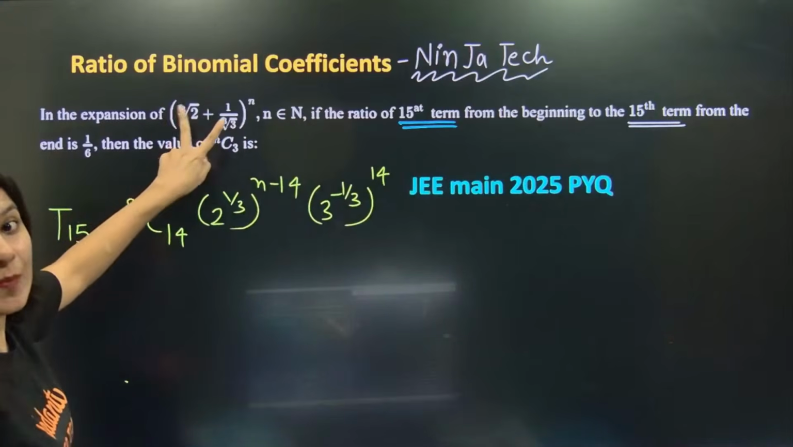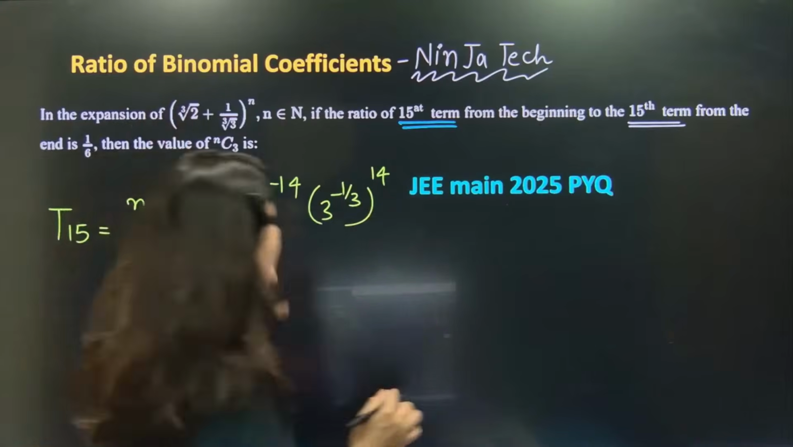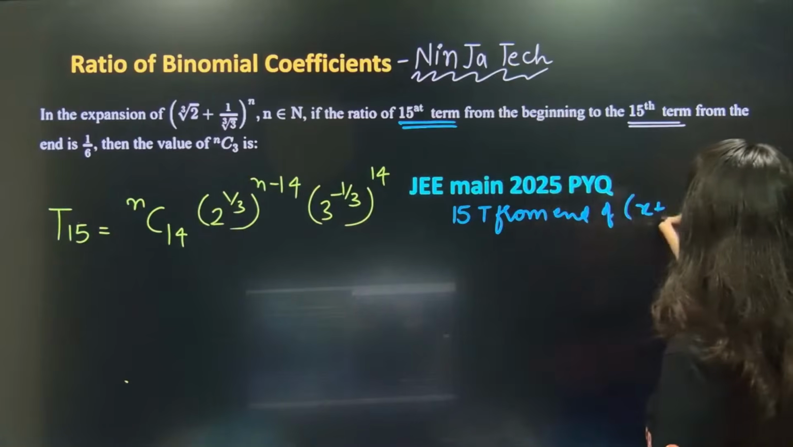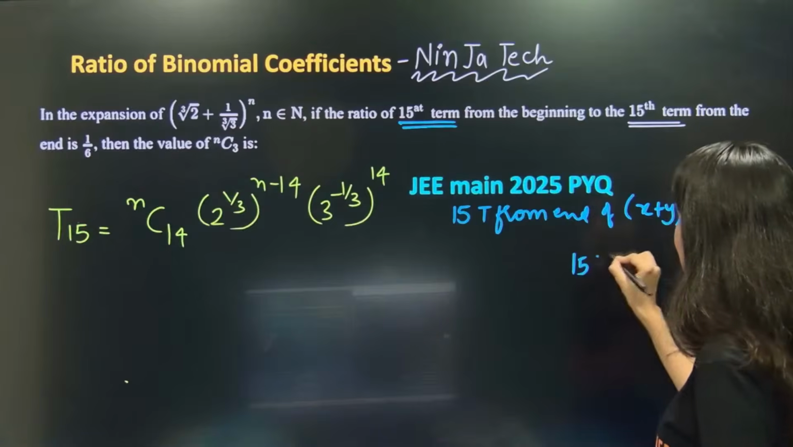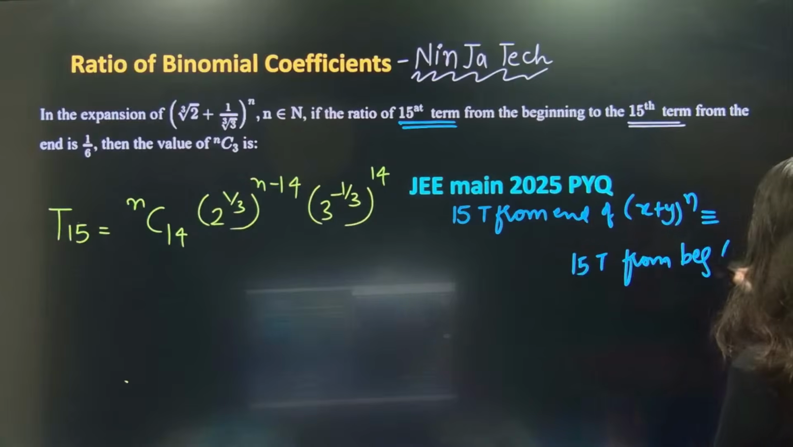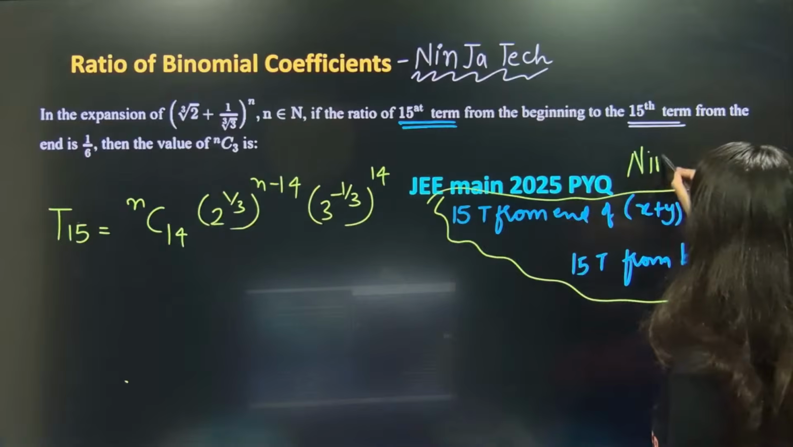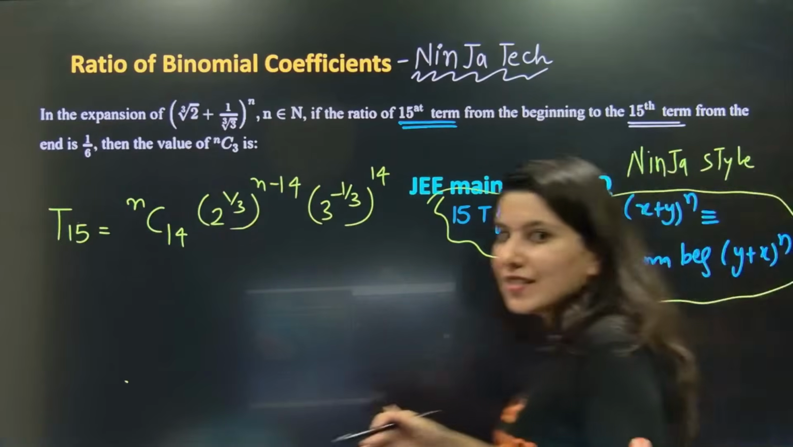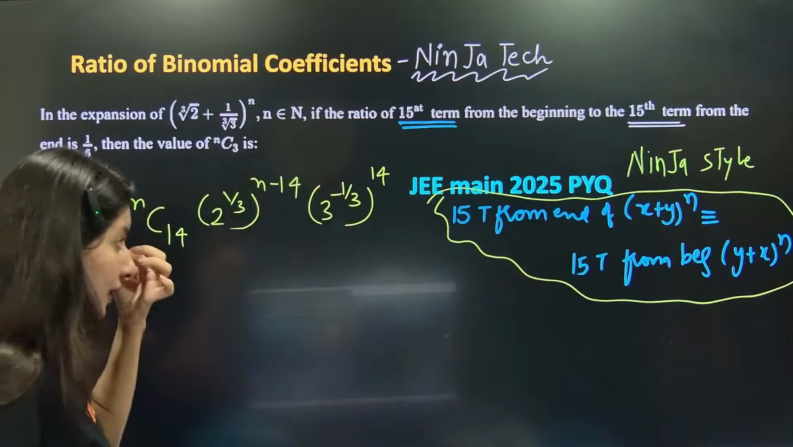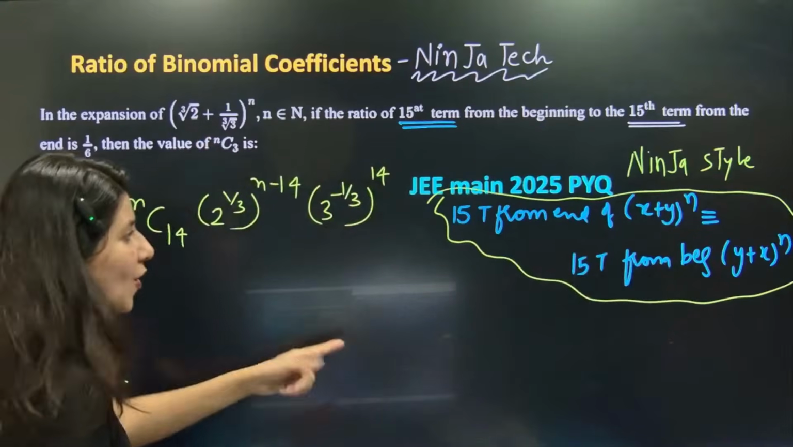What I'll be doing is flipping the x and y terms, interchanging x and y. So basically what I'm trying to say is the 15th term from the end of (x plus y) power n is equivalent to the 15th term from the beginning of (y plus x) power n. Use this ninja trick, ninja style. What we have done is reversed the expansion. So the 15th term from the end is the 15th term from the beginning of y plus x.